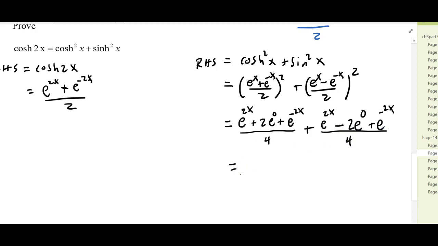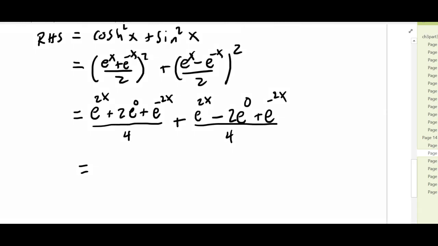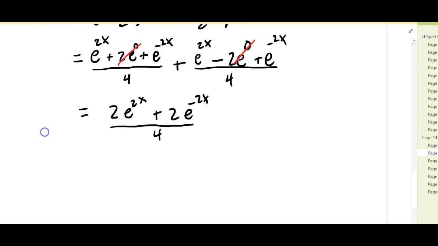Now, they have the same denominator, right? So here, I'll zoom into that. We can combine like terms in the numerators. So notice that the 2e to the 0 and negative 2e to the 0, those are going to cancel. And that's it. But then we get e to the 2x plus e to the 2x, that's 2 e to the 2x. And same thing with the e to the negative 2x, we have 2 of those. And that's all over 4. We can reduce that.